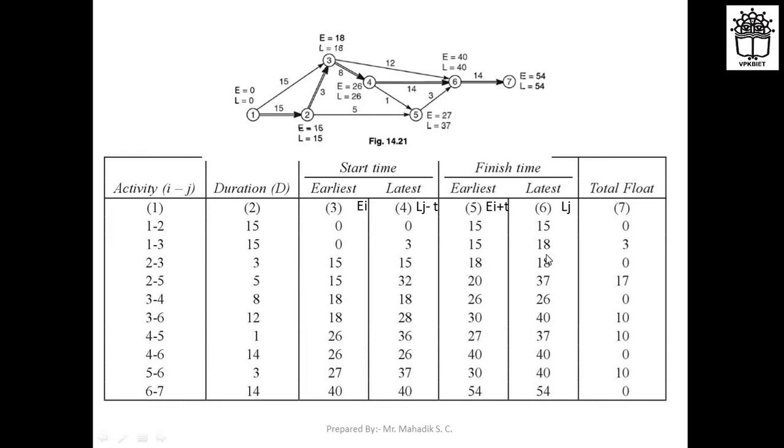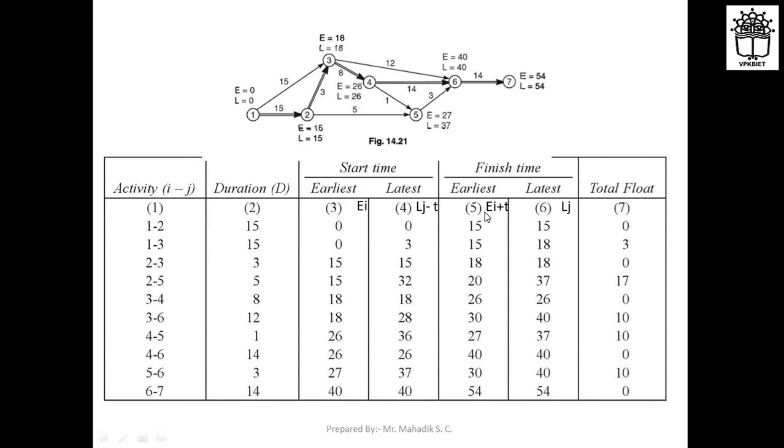And now from these EI and LJ tables, you can calculate the latest start time and earliest finish time, like that. So how to calculate latest? For latest start time, the formula is LJ minus T. That means this LJ you have to take, and the time duration will be this one. So LJ minus T, that is 15 minus 15, that is 0. Then 18 minus 15, 3. Then 18 minus 3, 15. Then 37 minus 5, 32. 26 minus 8, 18, like that. 40 minus 12, 28. You can just write down these values, LJ minus T.